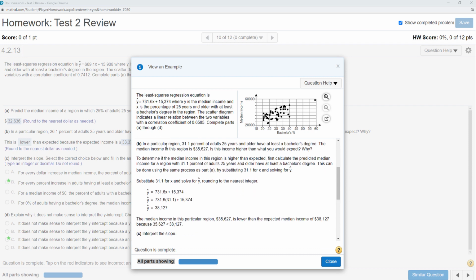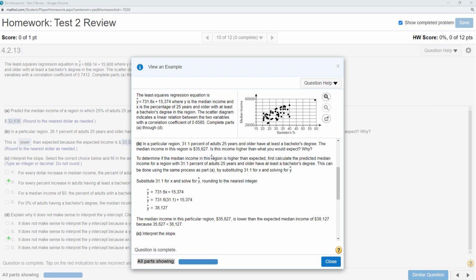In the particular region, 31.1% of adults have at least a BS degree. The median income in this region is $35,000. Is this income higher than what you expect, and why?